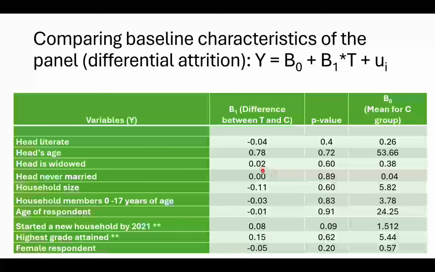All right, so testing for mean differences, no differences across treatment and control in baseline characteristics of the sample that we got in 2022. Two of these variables are not baseline. One is the highest grade completed. The other is whether or not you're in a new household, which was informative. But by and large, the balance is maintained, but the sample is a little bit different from what we started with. But the balance between T and C is maintained.